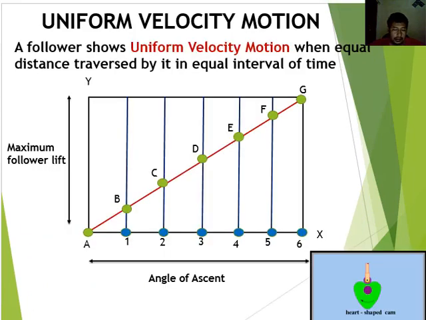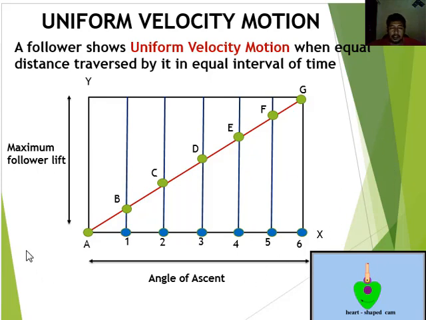Okay, this is the type of uniform velocity motion in the follower and cam design. We will discuss the first type of motion of the follower. Uniform velocity: a follower shows uniform velocity when equal distances are covered by it in equal intervals of time.